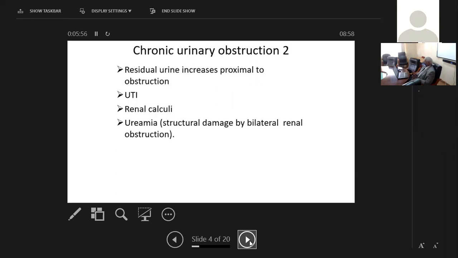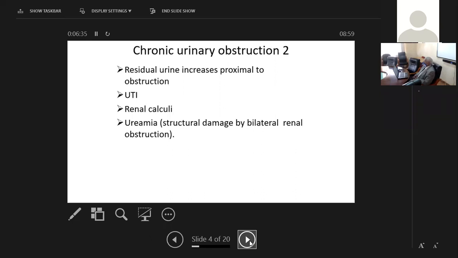If the patient is with you and you suspect prostate enlargement, you can say, okay, go and pass urine. Immediately he comes back to the ward, you catheterize him. The urine that will come out, that's residual urine, because he hasn't emptied the bladder completely. So this is one of the tests we can do to confirm that yes, there's obstruction.